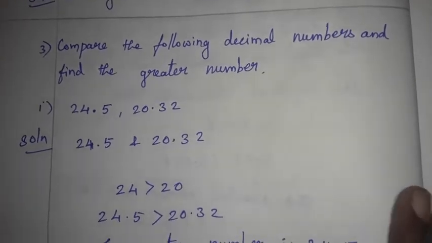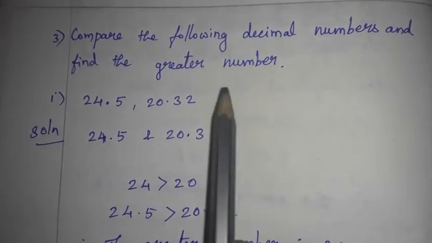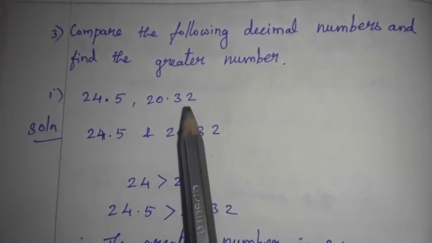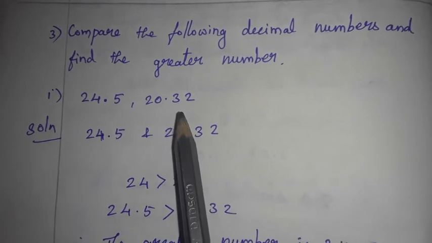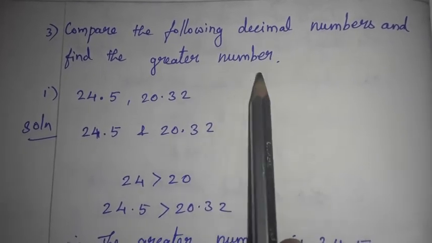Third sum, compare the following decimal numbers and find the greater number. It is the same as the first sum. There we compared the decimal numbers and wrote the answer as the smaller number. Here we are going to write the answer as the greater number.